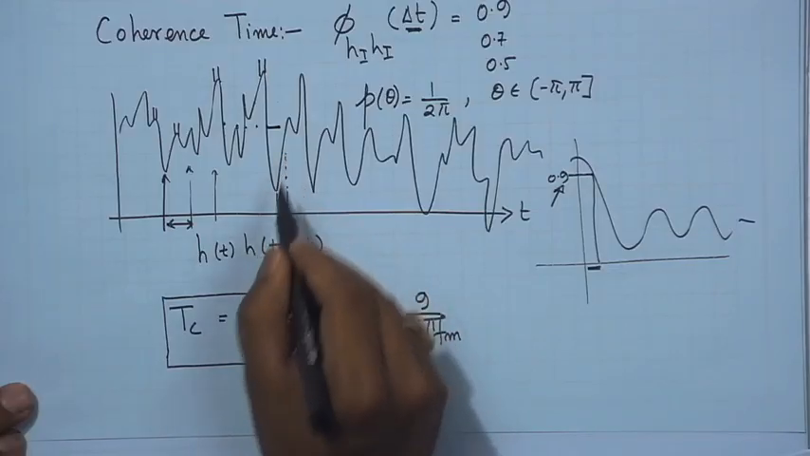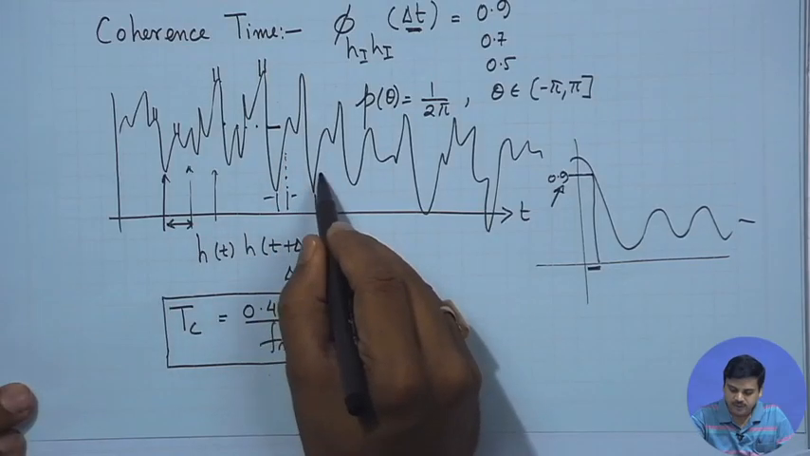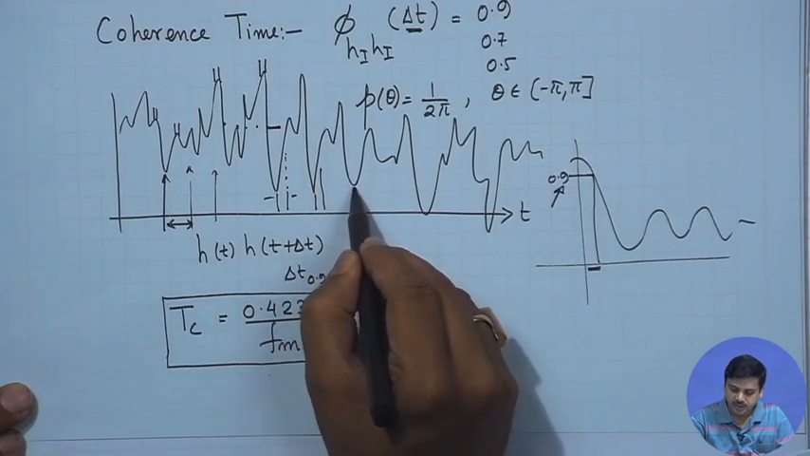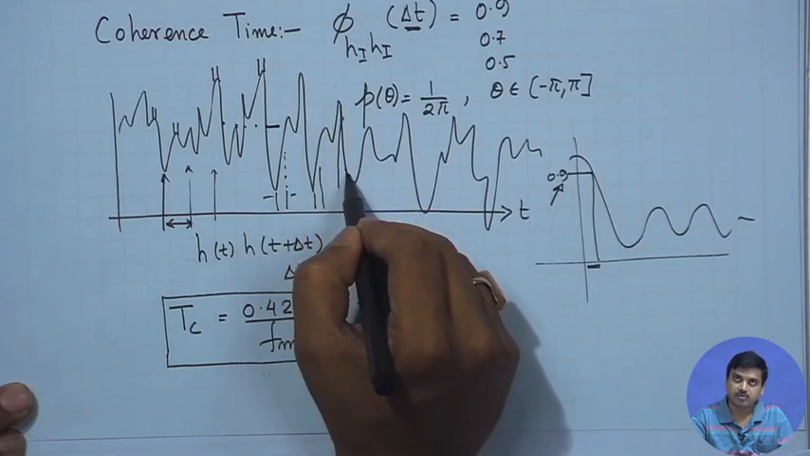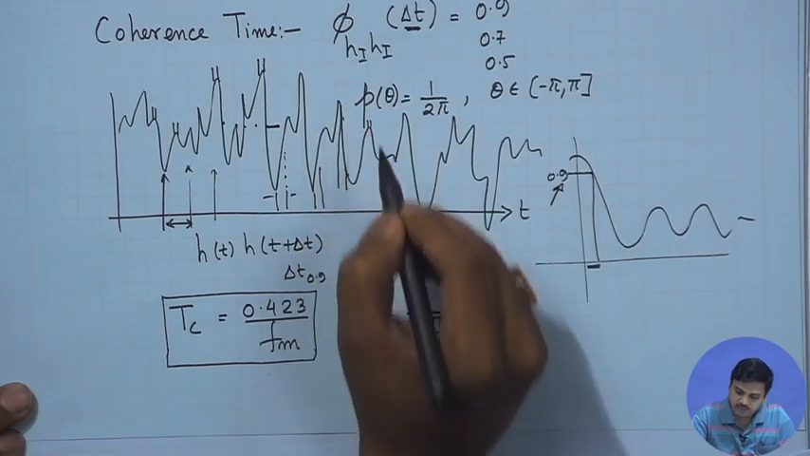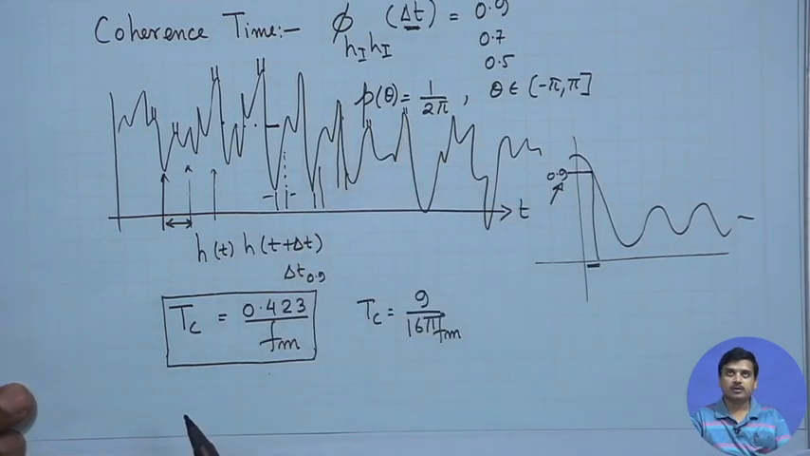So, if we take two samples, for instance, I take a sample here and I take a sample here, they are not correlated. If I take a sample at this point and a sample at this point, they are not correlated. Whereas, when I keep the time interval small, they are correlated.